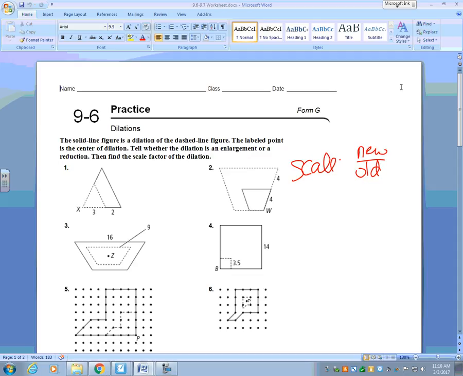We got to number 6. If you guys would like to stay in and get help turning in your test corrections, I'll be in at break.